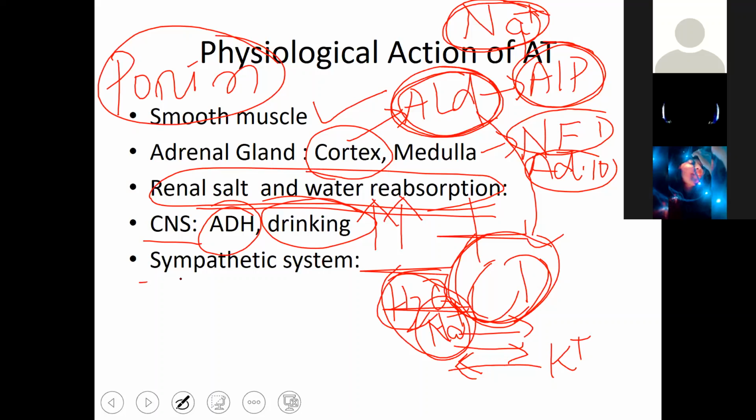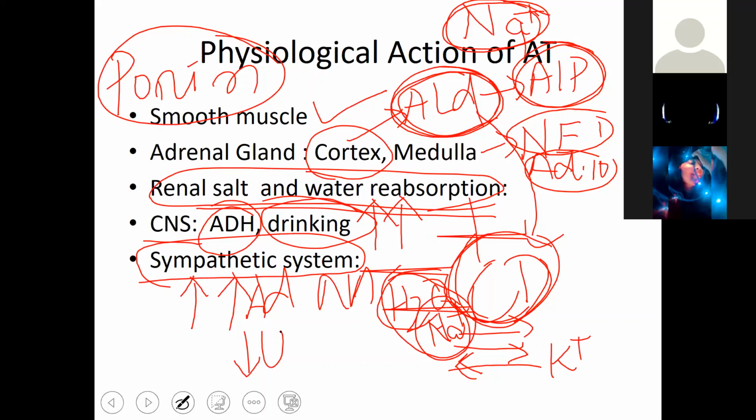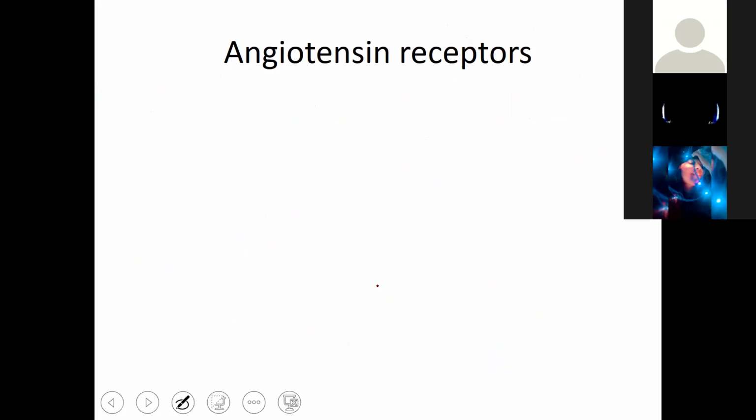Okay, the sympathetic system I had already told, they stimulate the central sympathetic system, they cause increased release of adrenaline and noradrenaline, and at the same time they prevent the uptake of noradrenaline back into the cell, because once the uptake happens, the action of the noradrenaline will end. So they prevent the uptake of noradrenaline, thereby increasing its life at the receptor site and causing more noradrenaline mediated action. Okay, now coming to the angiotensin receptor.